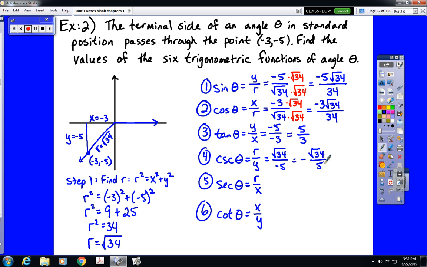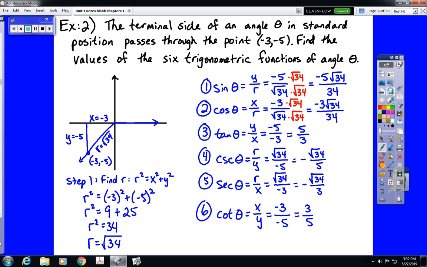Yeah, that's right. Same with secant. We do not have that problem because it's root 34 over negative 3. So that's just the negative root 34 divided by 3. And then with cotangent, we don't have that problem because we just have the 3 and the 5. They are, however, both negative, so you need to make sure your answer is positive. And that would take care of all 6 answers. So that's the first problem we could run into: if r is a square root, we might have to rationalize some of the answers.